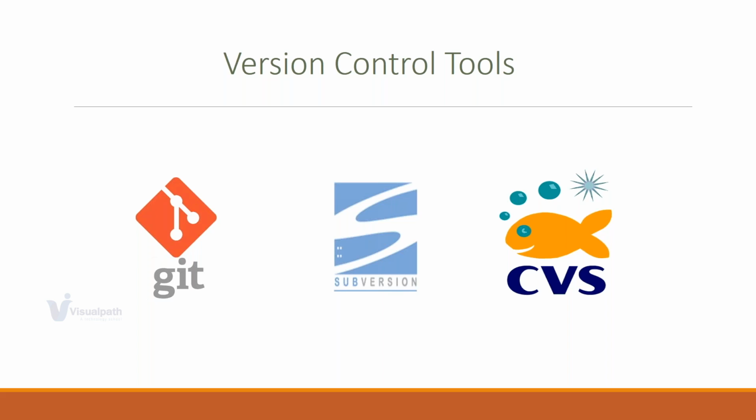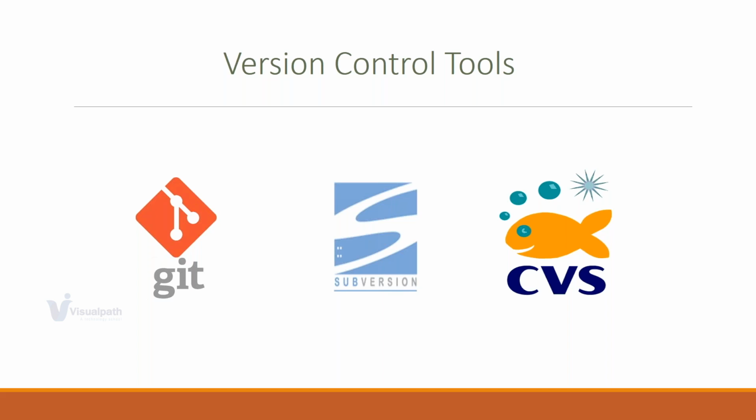Suppose I don't have these version control tools. They will simply store their application code on their own laptops. Unfortunately, one of the developers is not available to share his developed code with me. I'm trying to reach him, but still I'm not able to get him. So what happens in that case? The application development will be delayed because one of the developers is not available and the code is not available.